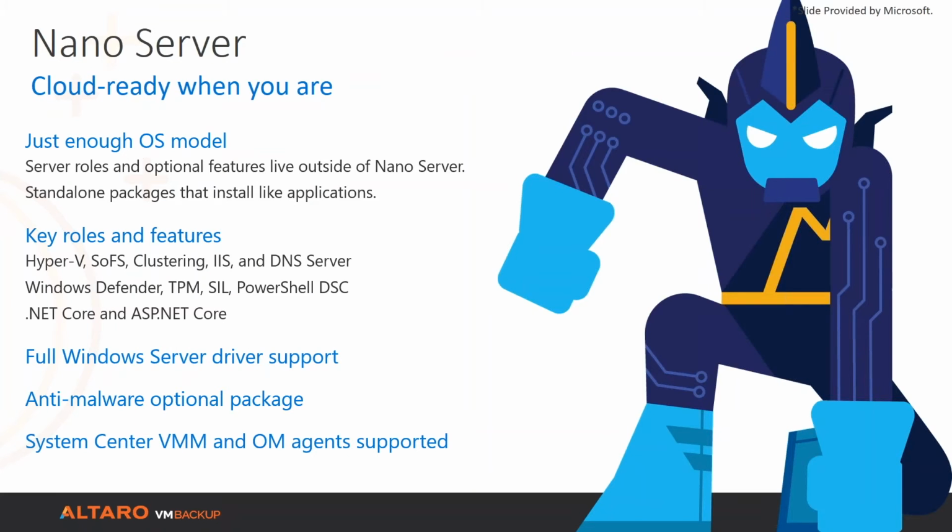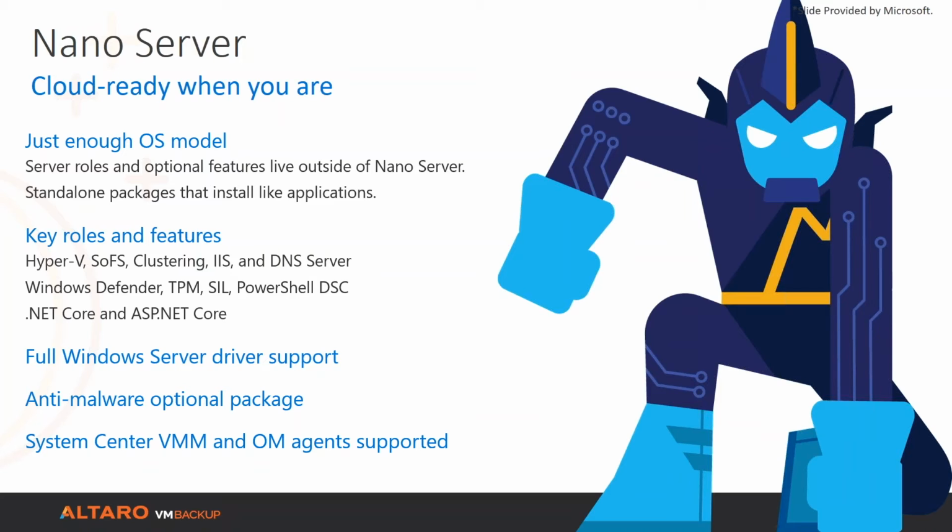But Nano Server is really, like I said, cloud ready. It follows a just enough OS model. So unlike Server and Server Core, where all the roles and features live in the side-by-side folder and are sitting out there on your disk and taking up storage, we've separated all those in Nano Server. So they install more like apps. So if you're never going to use clustering with your Nano Server environment, you never have to have the cluster bits anywhere in your image.